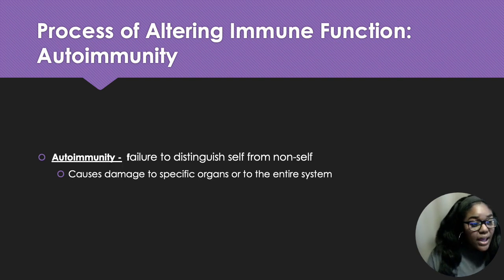The last alteration that we'll talk about is called autoimmunity, and this is simply the failure to distinguish the self from non-self. So the body is literally attacking itself, and it does cause proliferative damage. It can cause damage to specific organs, tissues, or it could cause damage to the entire organ system and would be profuse throughout the body. Again, one of these would be lupus, systemic lupus, and you will see normally in individuals with lupus that their entire body systems, different areas are affected due to the body attacking itself. We will discuss this later in this chapter.